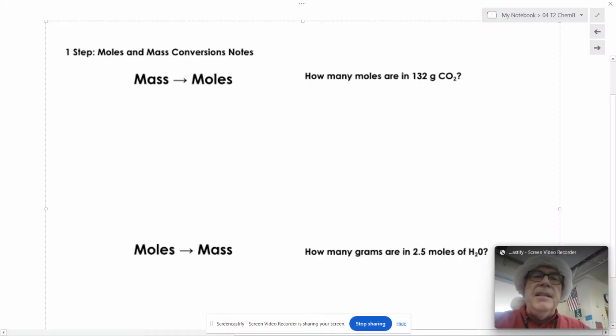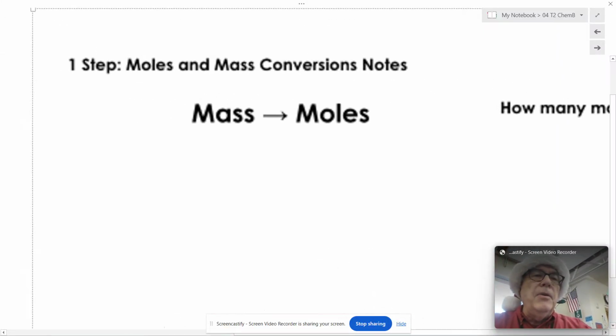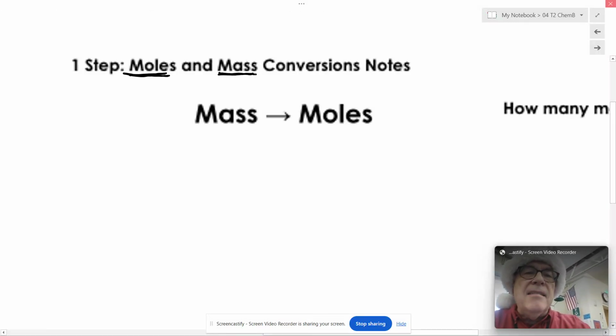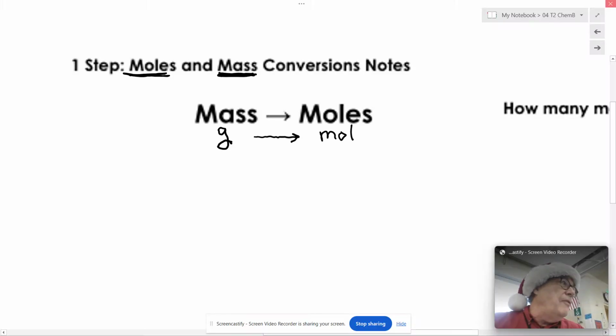Okay, page 8 in your work packet. So notice here, you're going to be converting between moles and mass. If you're converting from mass to moles, that means the mass is always going to be in grams, and moles is abbreviated MOL, and we're going to be making this conversion from grams to moles. That's another way we often say it.